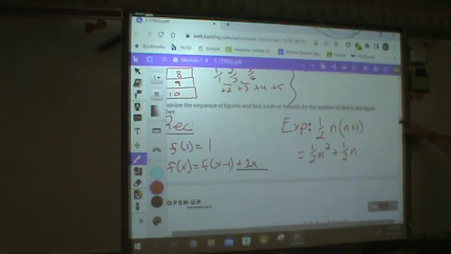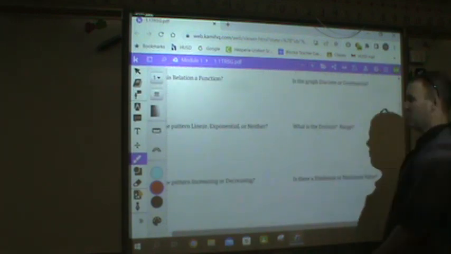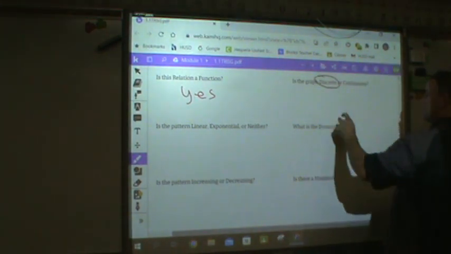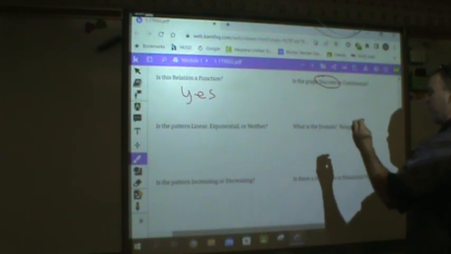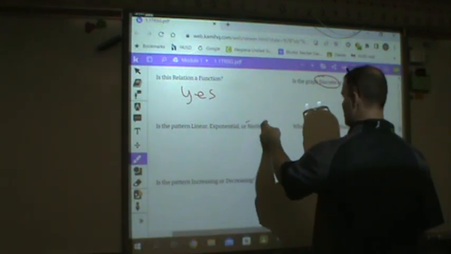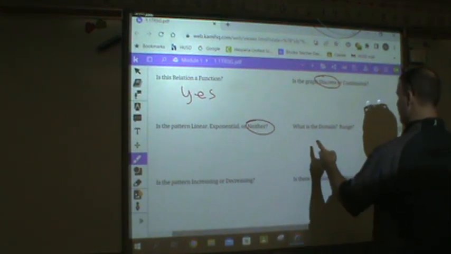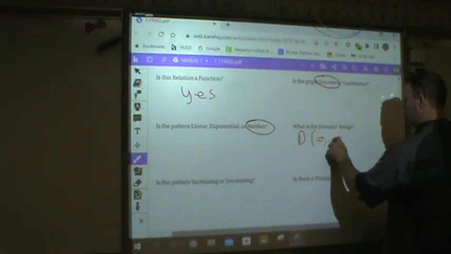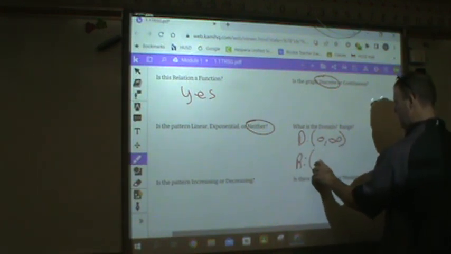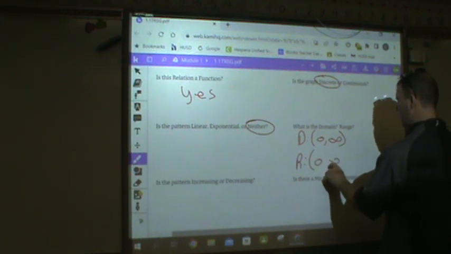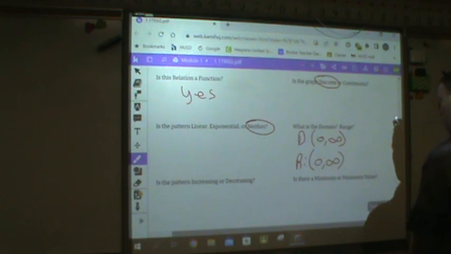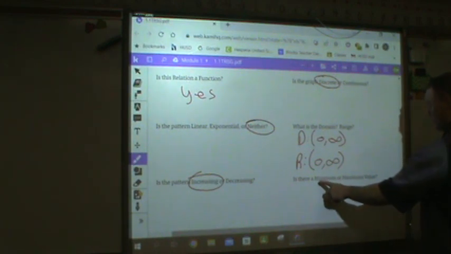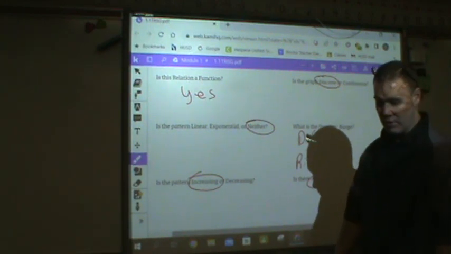Explicit equations are tough, and that's how we deal with it. Is it a relation or a function? Yes. Is it discrete or continuous? It's discrete because it counts by 1, 2, 3, 4, 5. You can't have half a box. It's neither linear nor exponential, it's quadratic. The domain for this is going to be 0 to infinity. The range is going to be 0 to infinity as well, because we're not limited in the number of figures that we keep going. The pattern is increasing, and this is going to have a minimum value since the graph opens up.